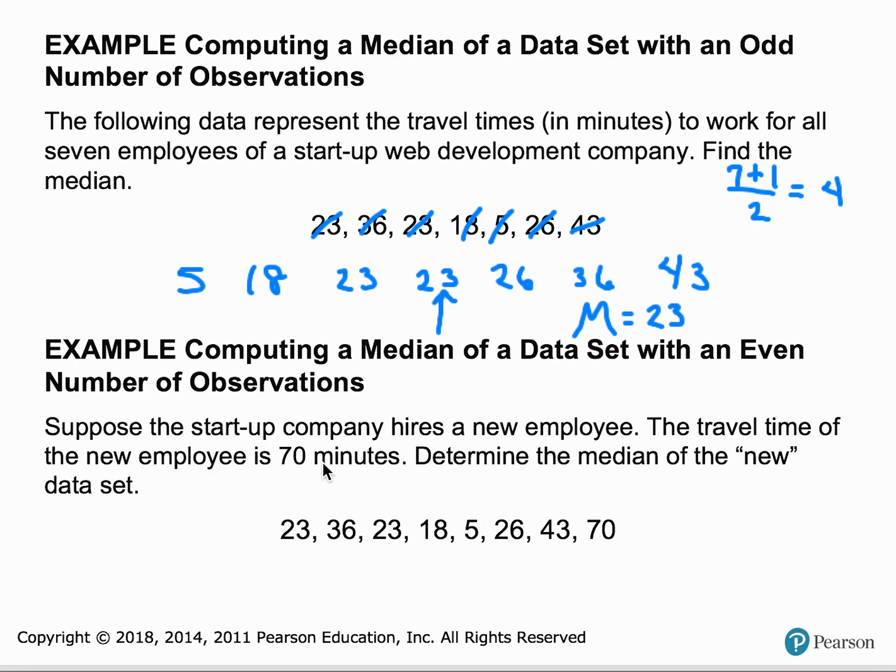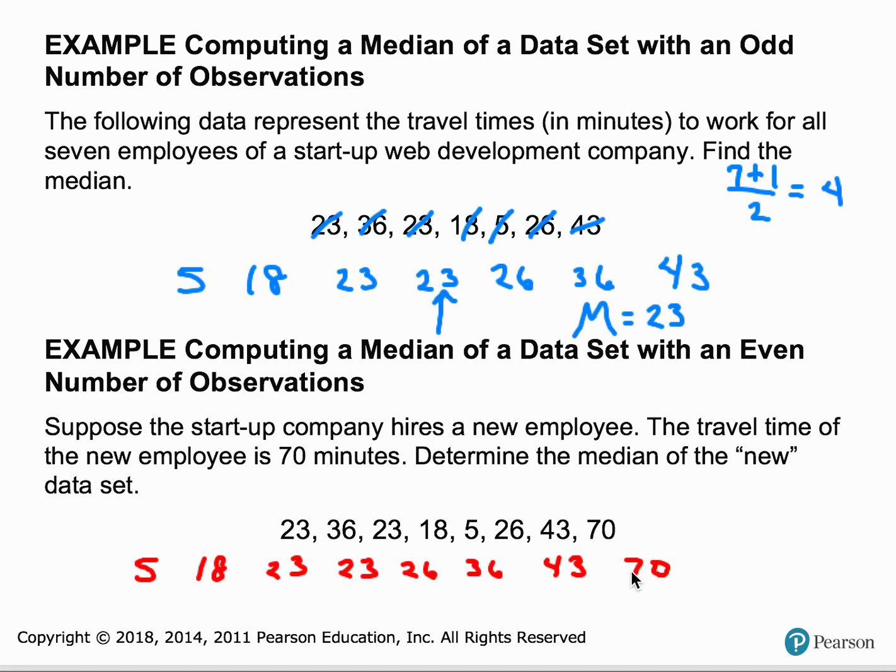This one says, suppose the startup company hires a new employee. The travel time of the new employee is 70 minutes. Determine the median of the new data set. Well, we just added a 70 to the end, so it's still going to be the same order: 5, 18, 23, 23, 26. That's just a coincidence that it goes to the end, but it's because 70 is the largest value, so it will go on the end.